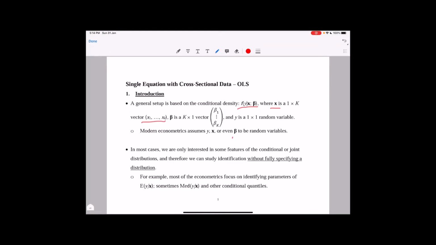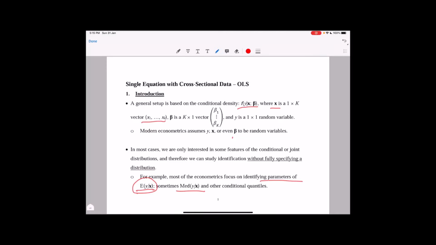In most cases, we are only interested in some feature of the conditional or joint distribution, and therefore we can study identification without fully specifying a distribution. For example, most of econometrics focuses on identifying parameters of the conditional mean, or sometimes the conditional median. We don't necessarily need the whole distribution. What is this? This is just the regression, the conditional mean.